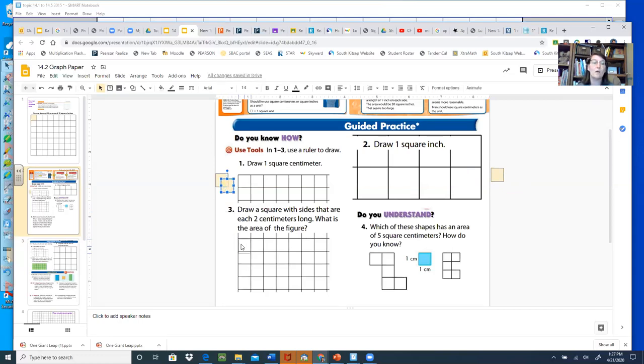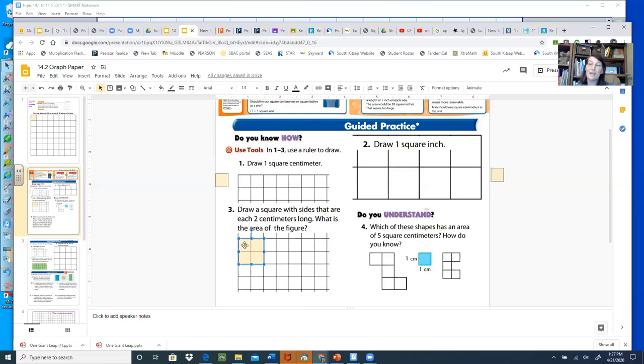So right now I have a square, but are my sides 2 centimeters long? No. So I need my sides to be bigger. Now, when you're grabbing this, if you grab it in the corner, you can stretch both sides at the same time. So I'm gonna show you how to do that. So I'm stretching it. Now, each side is 2 centimeters long.